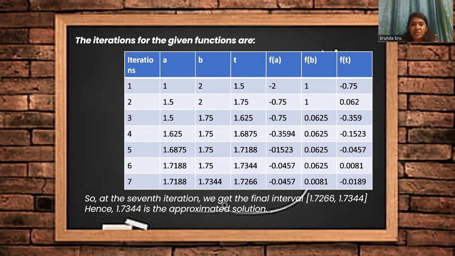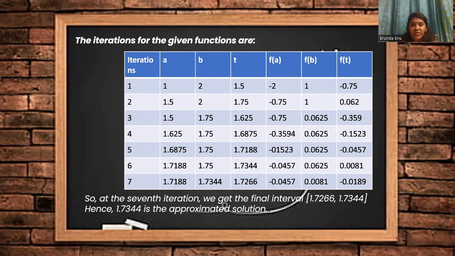For third iteration, a is 1.5, b is 1.75, t is 1.625, f of a is minus 0.75, f of b is 0.0625, f of t is minus 0.359. For fourth iteration, a is 1.625, b is 1.75, t is 1.6875, f of a is minus 0.3594, f of b is 0.0625, f of t is minus 0.1523.